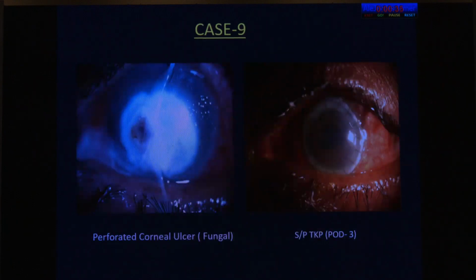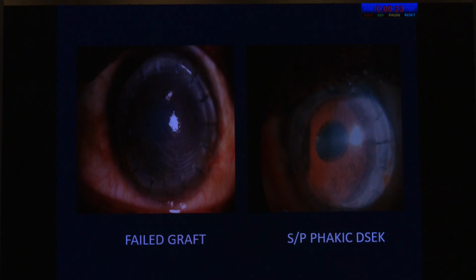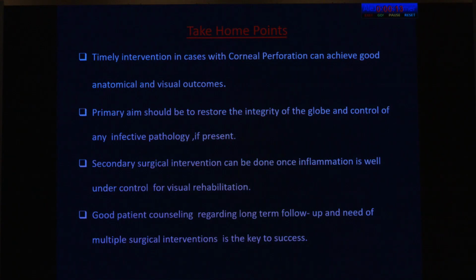This is a very young guy who presented to us with a fungal perforated corneal ulcer. We did a TKP. This is how the eye looks on POD3. Unfortunately, the patient developed a graft failure, but we were eventually able to rehabilitate the patient as we performed a second surgical intervention, phakic DSEK, and the patient was able to get 6/18 vision after 4 months of surgery.